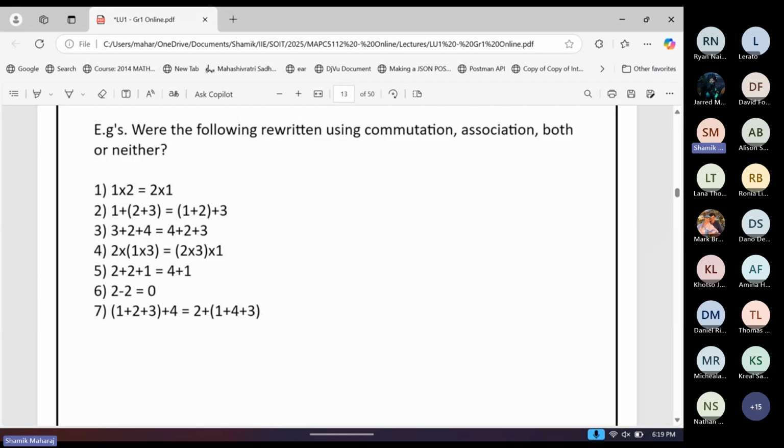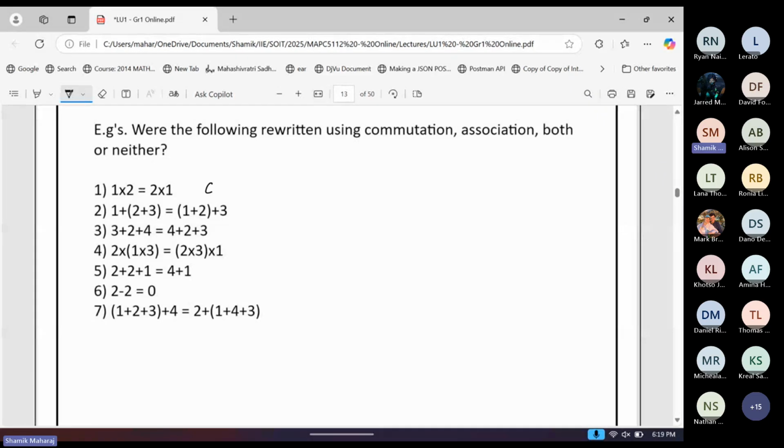Okay, but maybe let's just do one for now. So we've done something. Let's do number 1 and number 2. Were the following rewritten using commutation, association, both, or neither? Number 1, we can see clearly we just switched the order. That's all we did. Switching the order is commutation. So the first one is commutation. The second one, what did we do? 1 plus 2 plus 3, 1 plus 2 plus 3.